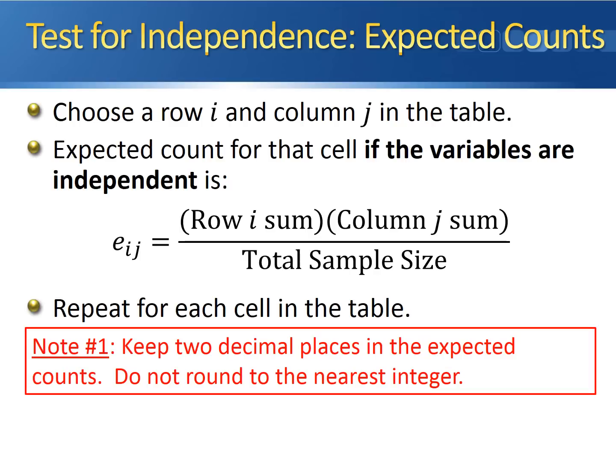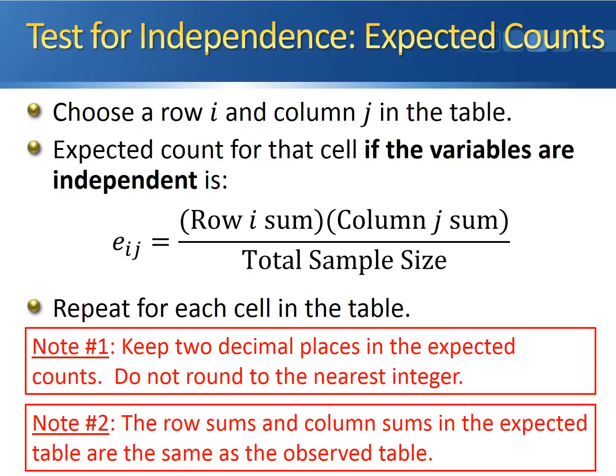Couple of notes here. Make sure you keep 2 decimal places in the expected counts. Many of these are not going to be integers. We don't want to round to the nearest integer. We want to be as precise as possible. And second, the row sums and the column sums in the expected table are going to be the same as the row sums and the column sums from the observed table.